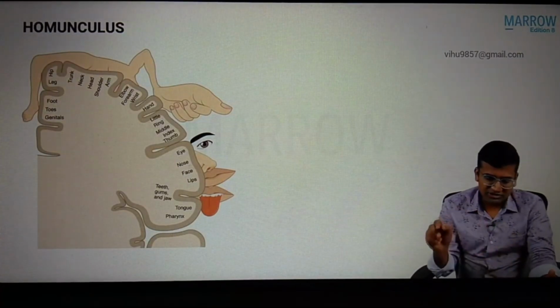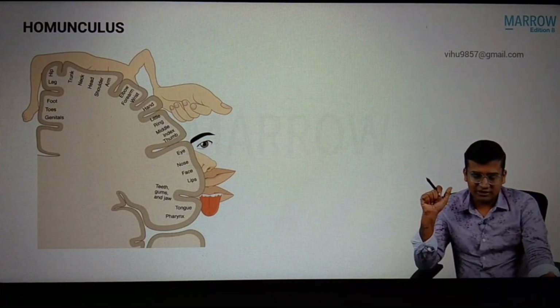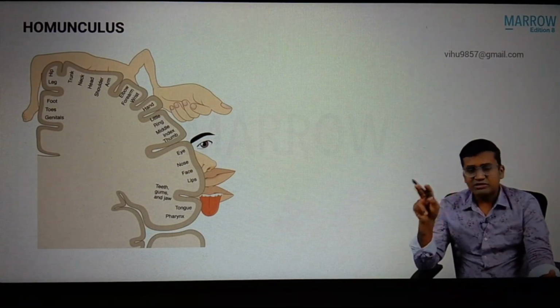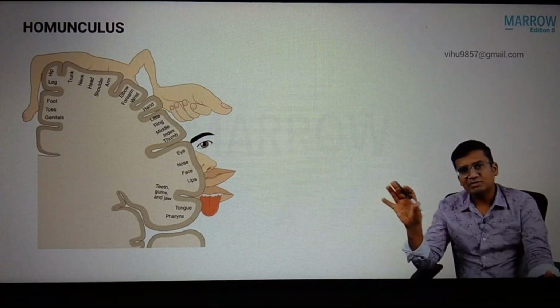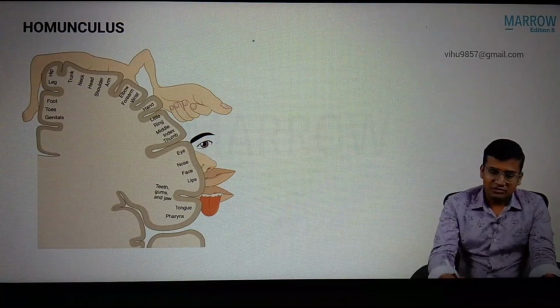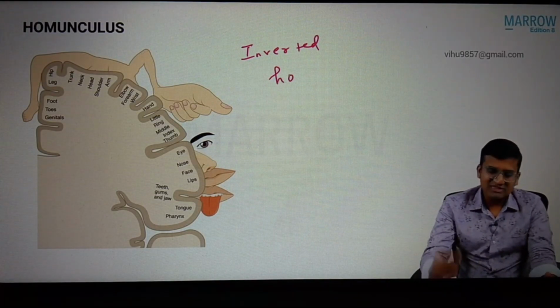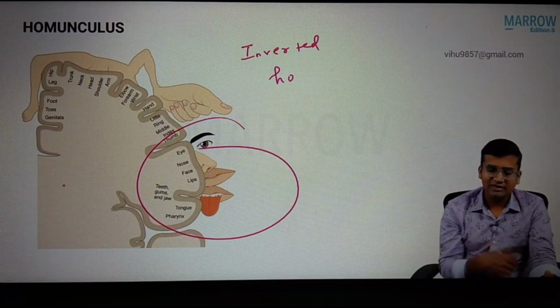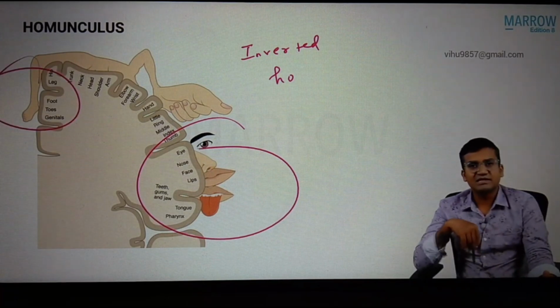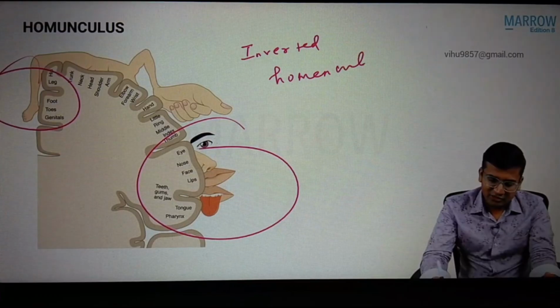Now we're going to see how the body is represented in the cortex, in the cerebrum. See, 2 points to remember. The body is represented in an upside down, inverted manner, so it is called the inverted homunculus. That means the head is represented in the lower area and the leg is represented in the higher area. Okay, so it is called the inverted homunculus.